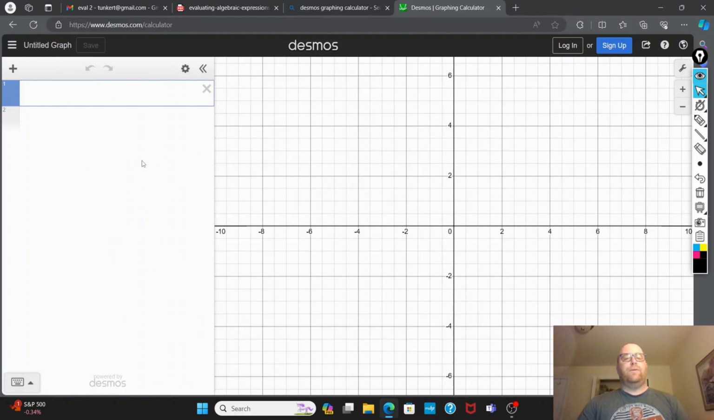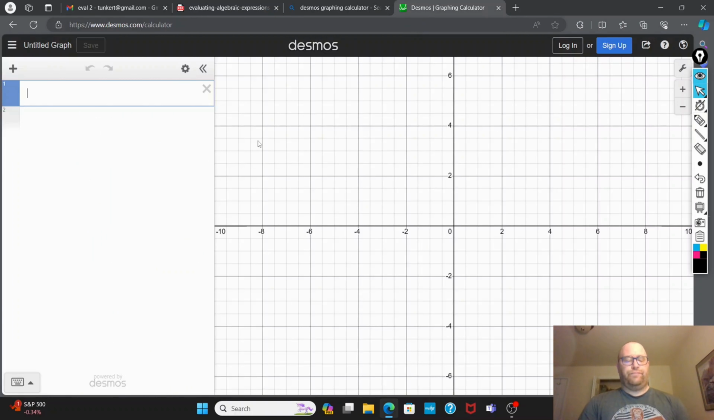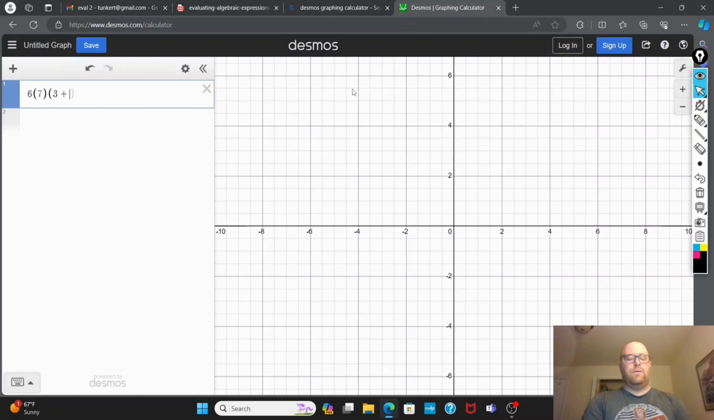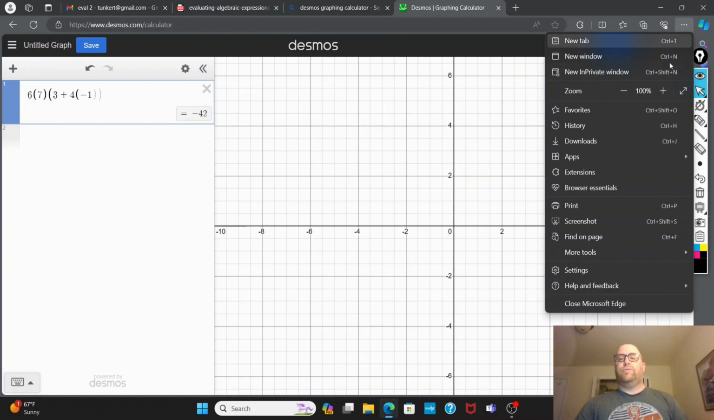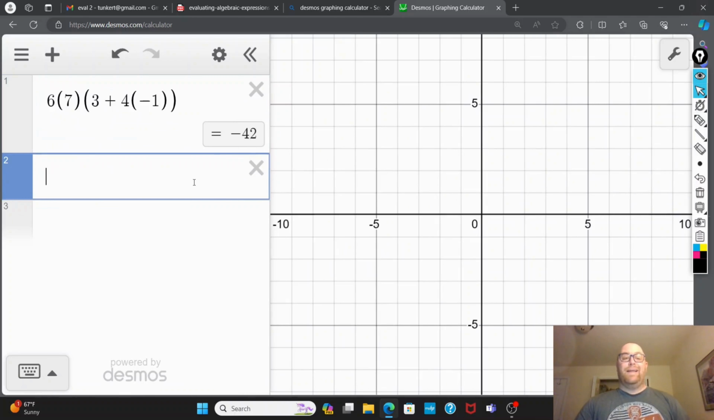Go to Desmos here, and we've got 6 times in parentheses 7 times in parentheses, we've got 3 plus 4 times negative 1. Okay, and we get negative 42. Zoom in a little bit. We get negative 42 as our result. Now that was a lot quicker.